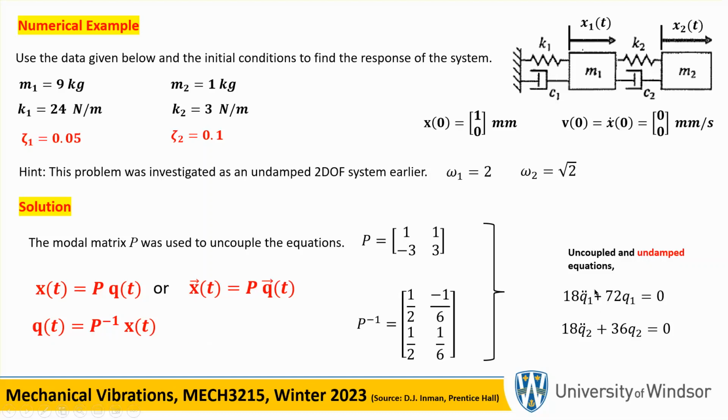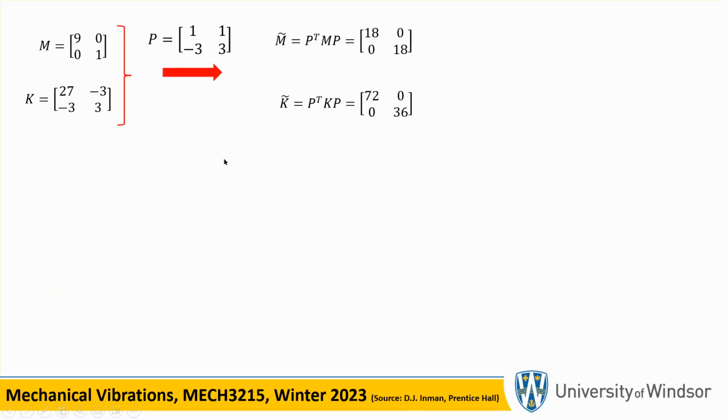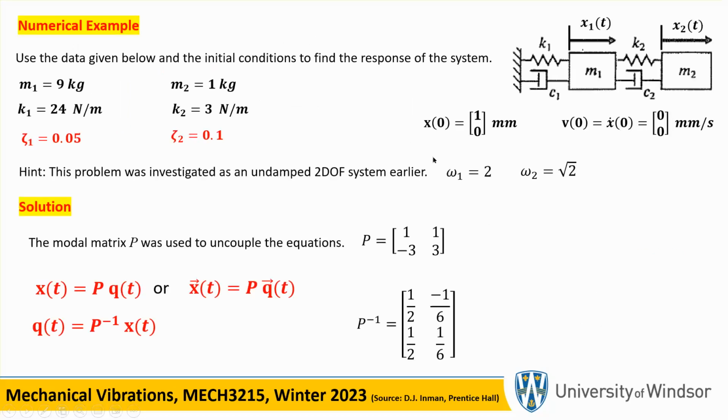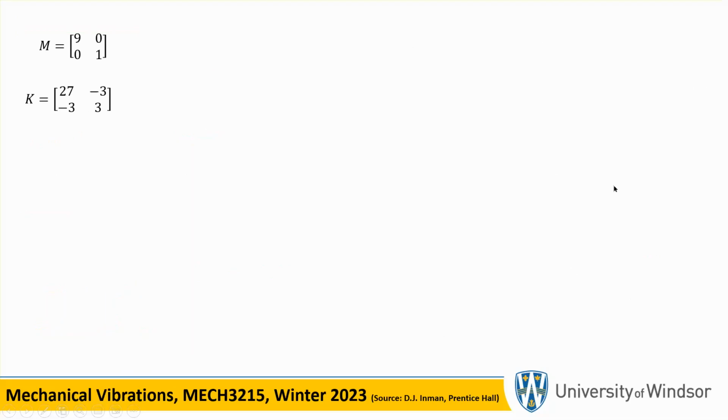Let me remind you that the decoupled equations came out to be like that. In this particular problem, there's the matrix M and the matrix K. This was the transformation, the modal matrix, and these were the modal mass matrix and the modal stiffness matrix, and these are the things that actually went into this decoupled equation.